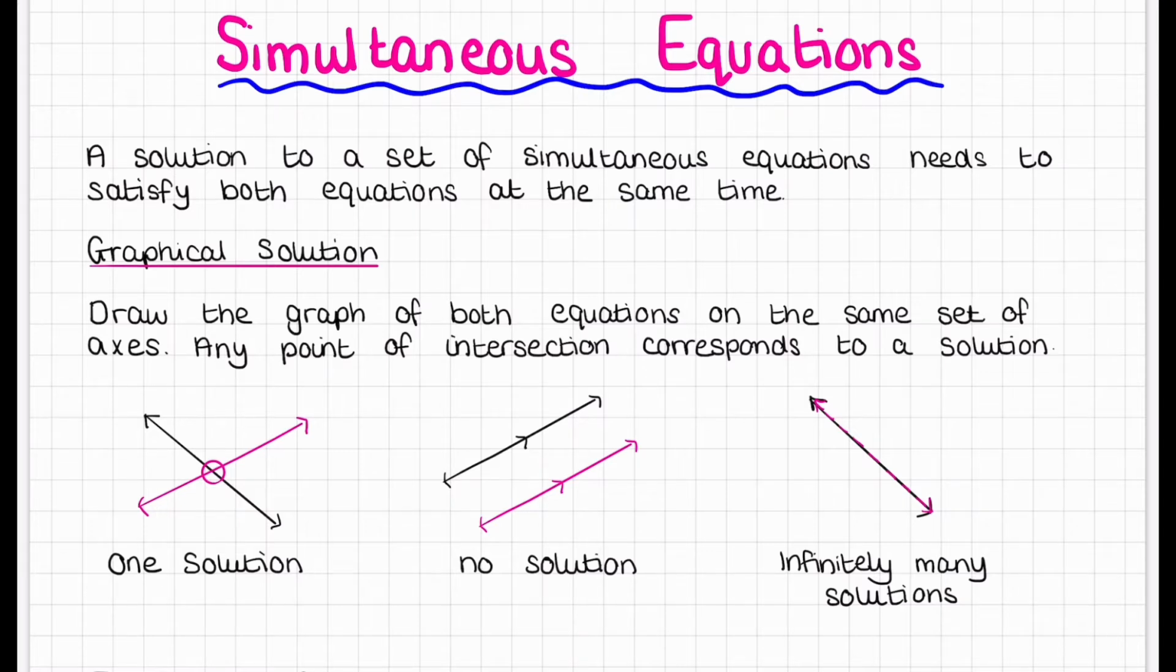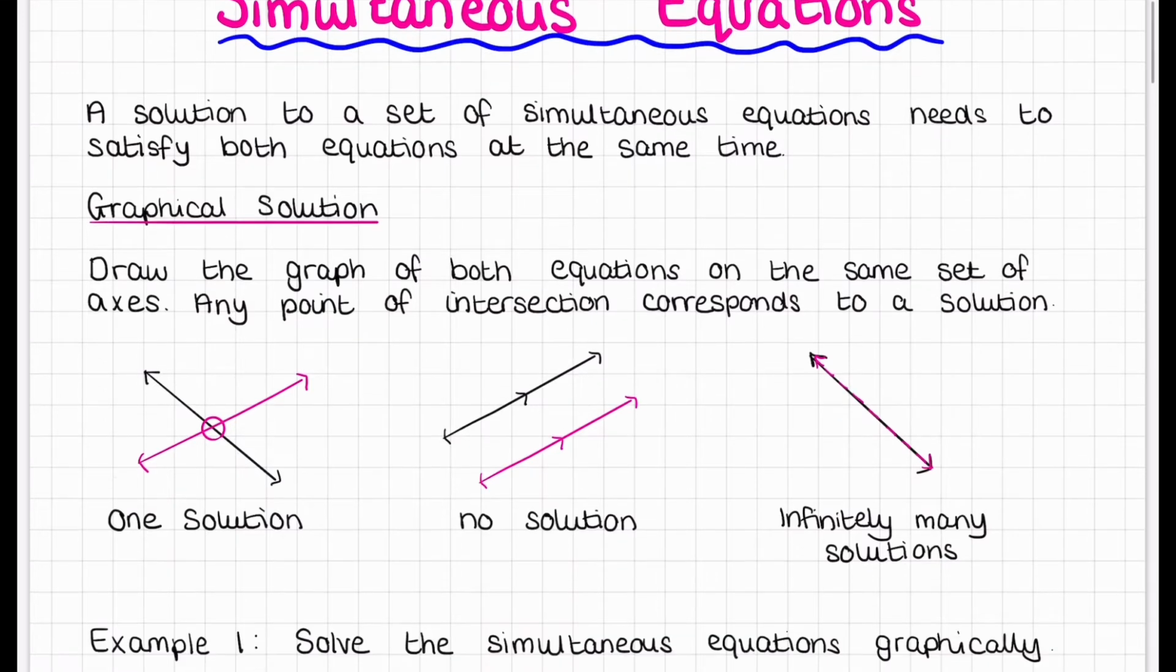What we need to do this is draw the graph of both equations on the same set of axes. Any point of intersection corresponds to a solution. Now we have different possible solutions. So we have one solution, which is where it intersects once. No solution is where the lines are parallel, so they will never intersect. And they also have infinitely many solutions, which is when the equations are actually the same line or the same equation.